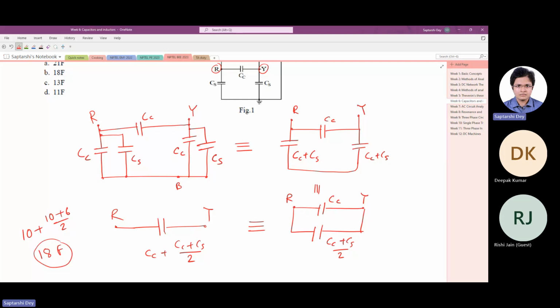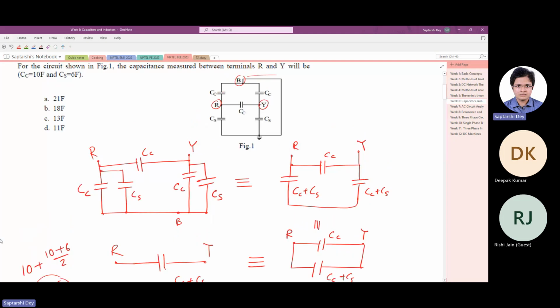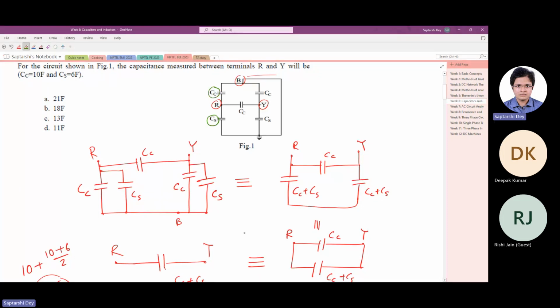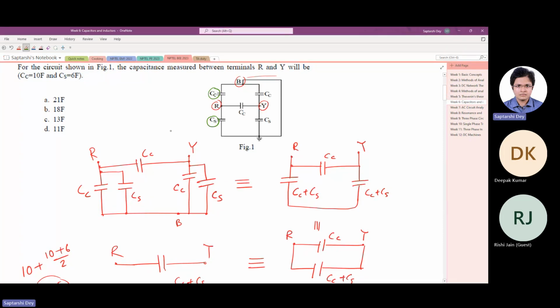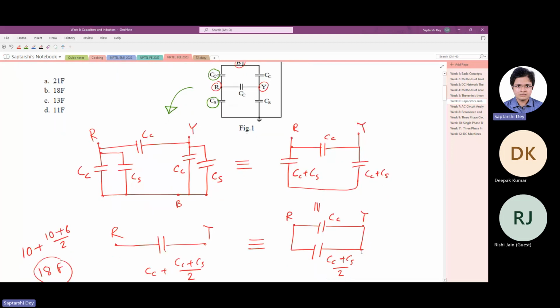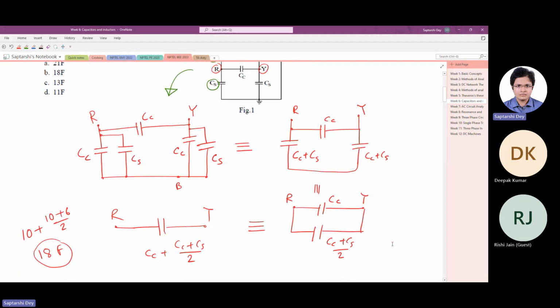Okay, any doubt here in redrawing the circuits? If you look at figure 1 here, it's kind of difficult to make out that this capacitor Cs and this capacitor Cc are in parallel. So we redrew the circuit like this, and we got this. Any doubt? Tell me, or then I will go to the next question.